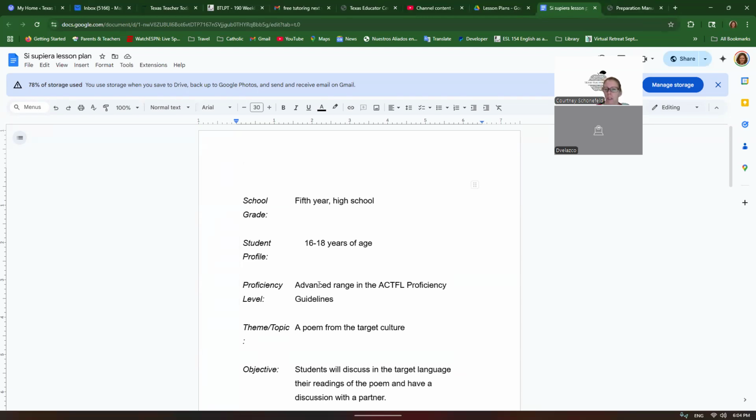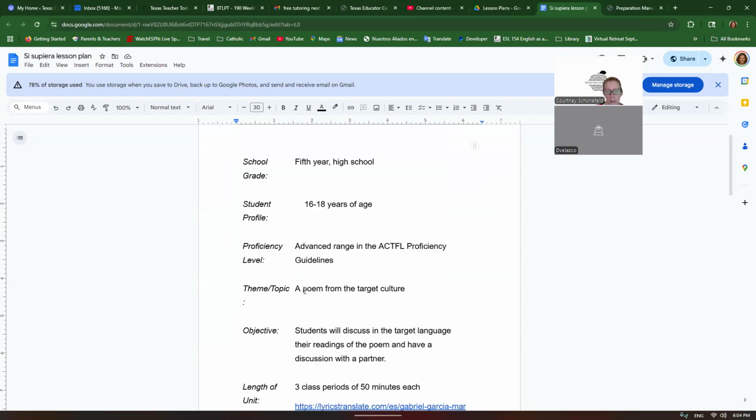At the advanced level, they should know all verb tenses and be able to communicate at the paragraph level. If you don't know the ACTFL level, that's something I teach in my course. So you can learn about that in my course, or you can Google the ACTFL proficiency guidelines and read the whole document and learn about that.